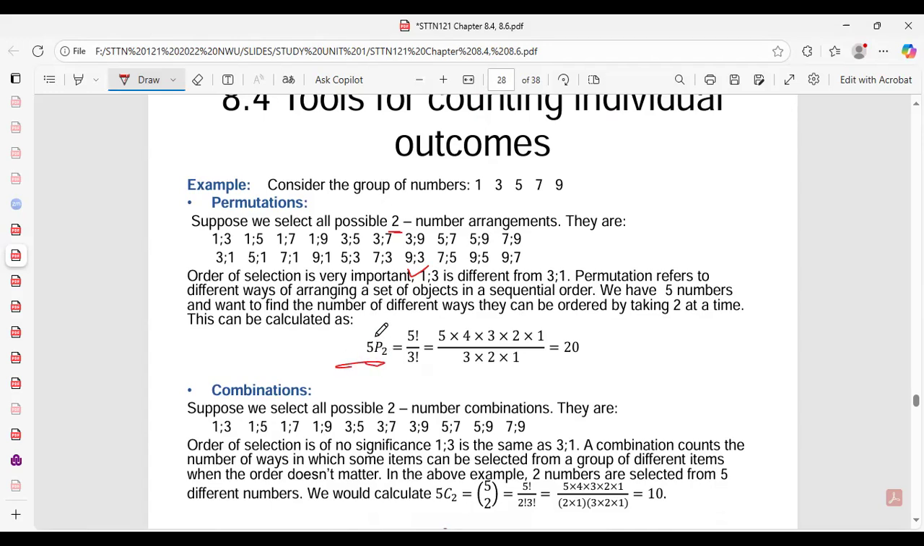The symbol of the permutation is P. Then this one is the symbol of the combination, which is C. And what we're going to get this time is 20. This one is 10. The other one has R, the one that doesn't have R. The one with R is the combination one. The one with P doesn't have R. That's how you get the difference.